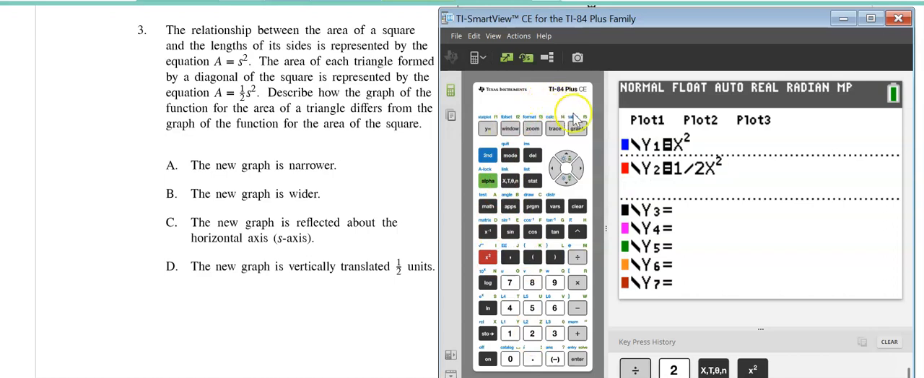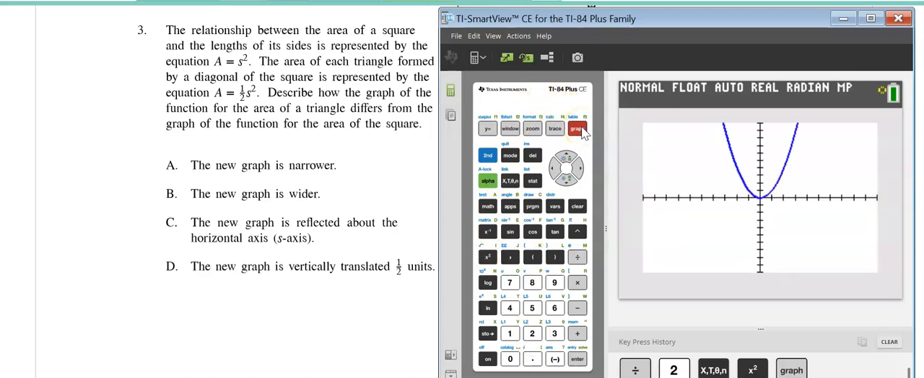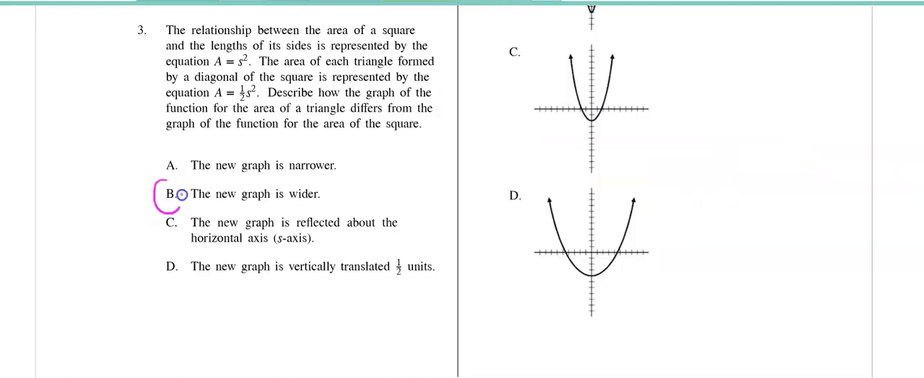So what do we do to look at the graph? We hit graph. There's our first one. There's our second one. It's real easy to see. What did it do? It got wider. As I told y'all earlier, the key is this 1 versus this 1/2. If it's a fraction, it gets wider.